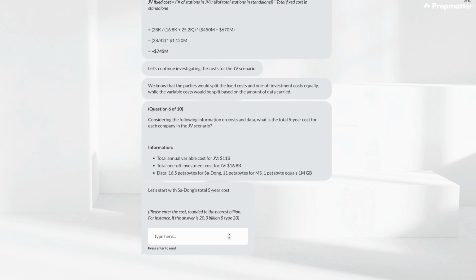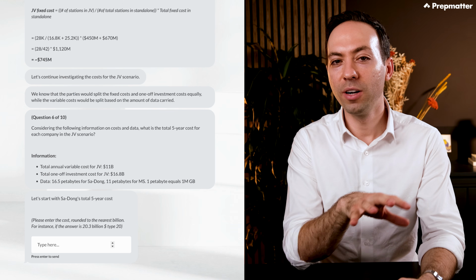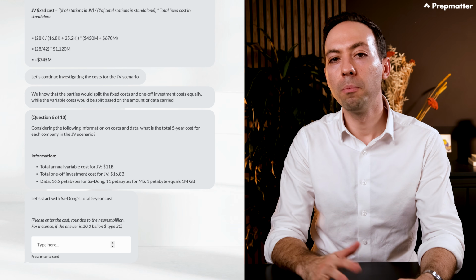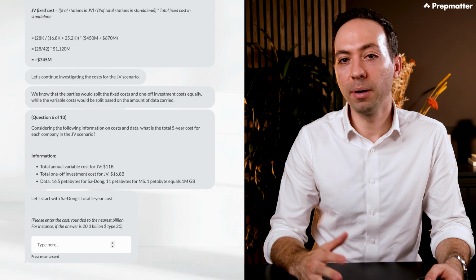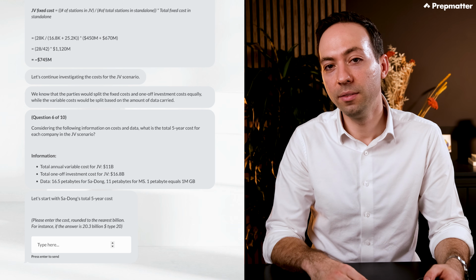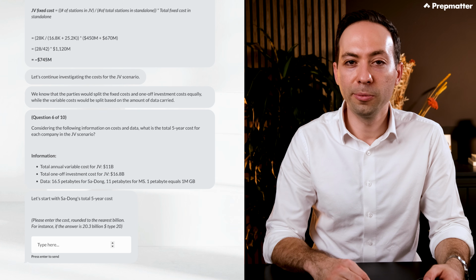Starting with the fixed cost, let's multiply $372.5 million by 5. It's $1.8625 billion. Variable costs are easier to deal with. Multiplying 6.6 billion by 5 will give us 33 billion. Let's sum up all the costs now.